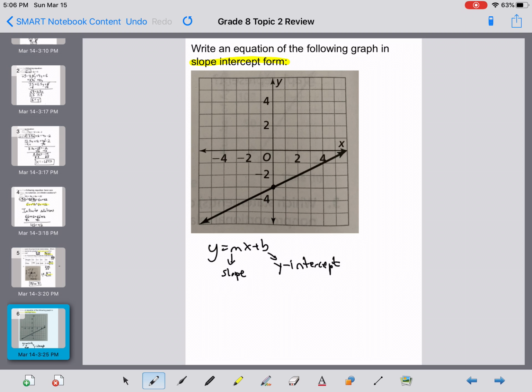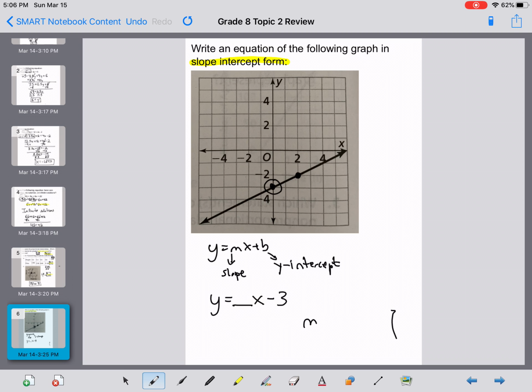The y-intercept is where your graph crosses or touches the y-axis. That's right at this point. So I know I'm going to have y equals, whatever my slope is, x, and then minus 3 for my y-intercept, because that's what my y-intercept is. Now to find the slope, I'm going to pick another point. Right here, this second point falls directly on my grid. So I'm going to use both of those points.